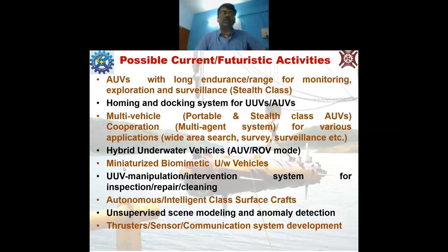Then homing and docking systems for unmanned or autonomous underwater vehicles. Then multi-vehicle cooperation with portable and stealth class AUVs, also called a multi-agent system, for various application requirements like wide area search, survey, and surveillance. Then hybrid underwater vehicles: in a single vehicle we can have both features, and depending on the requirement, we can convert it to AUV or ROV mode.